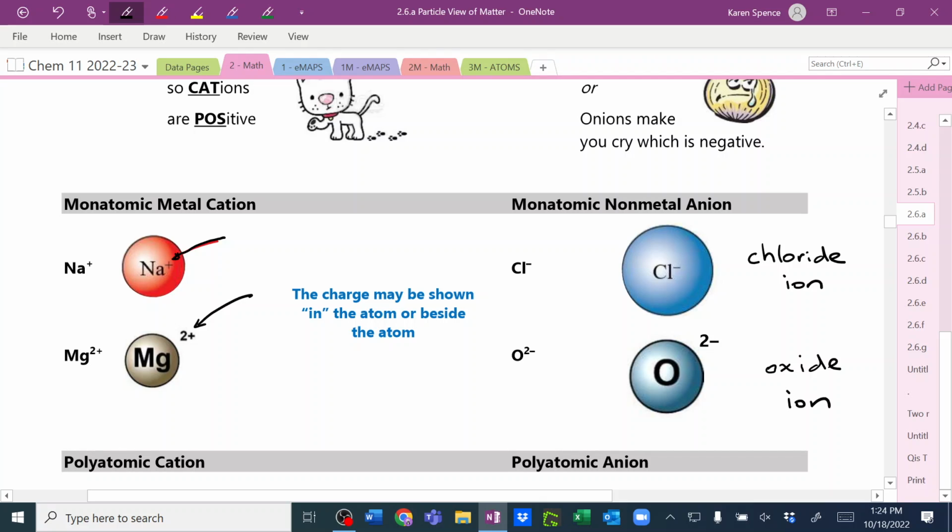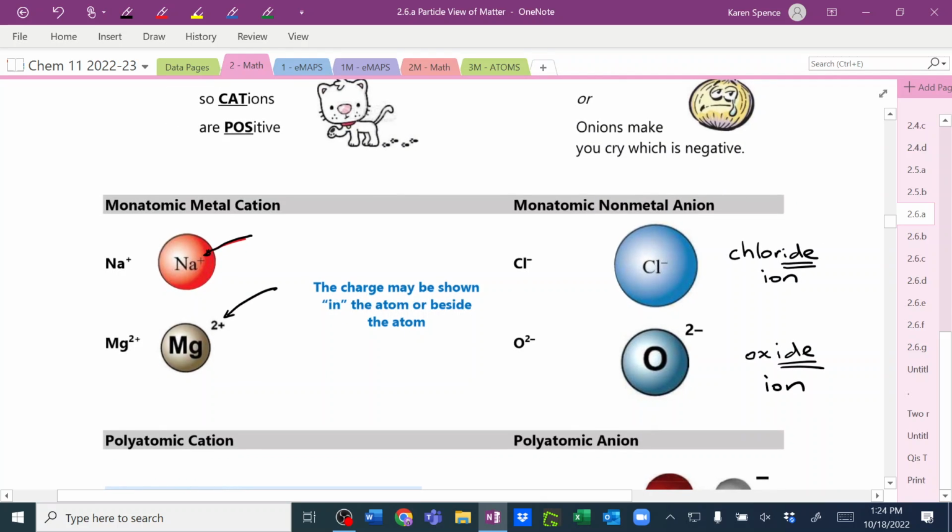So when we turn nonmetals into anions, their name changes to "ide" at the end. But when we turn metals into cations, we just say we have a sodium ion. Nothing happens to the name. And if we put sodium and chloride together, what do we get? We get sodium chloride, which is salt.